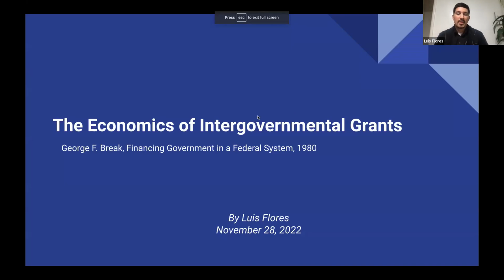Great. So good evening, everybody. We'll be talking about the economics of intergovernmental grants. This is, of course, from our course textbook, and it pulls from George F. Break's, it's a segment from his Financing Government in the Federal System book in 1980.